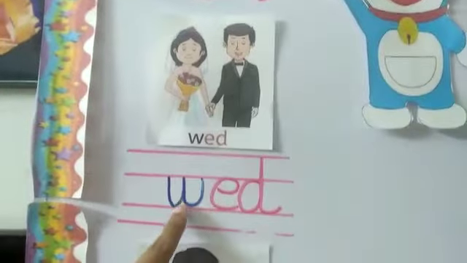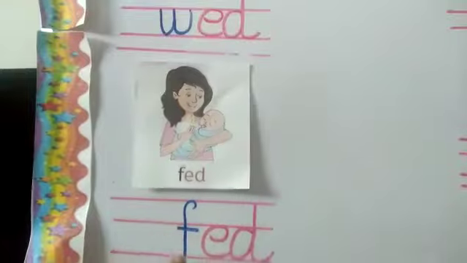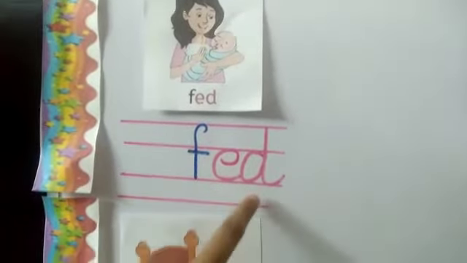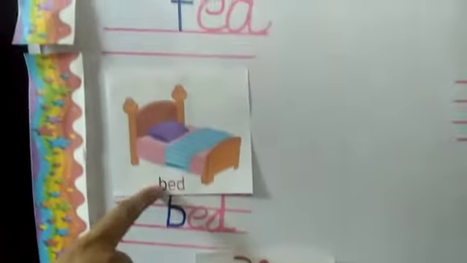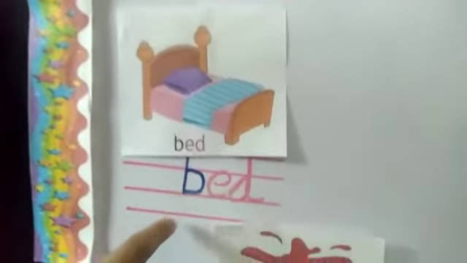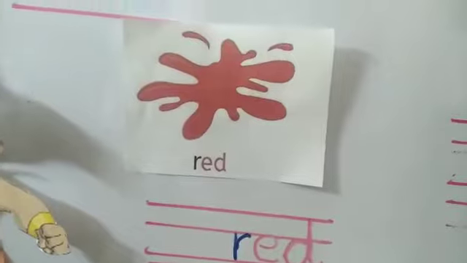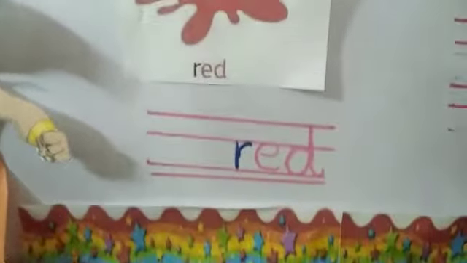Shall we recall again? Wed, W, A, D, wed. Fed, F, A, D, fed. Bed, B, A, D, bed. Red, r, a, d, red. Now we will see the next words also.